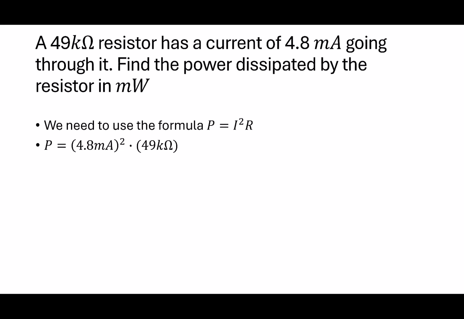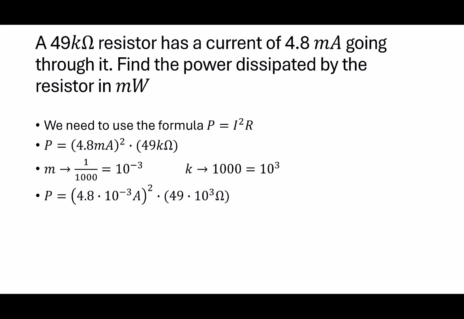In our example, I is 4.8 milliamps and R is 49 kilo ohms. So our power is 4.8 milliamps squared times 49 kilo ohms. We want to adjust the milliamps and kilo ohms before we go farther in the problem. So remember that milli is a prefix for 1 over 1,000 that we often write as 10 to the negative 3. Kilo is a prefix for 1,000 that we write as 10 cubed. We like to write things in a base of 10.